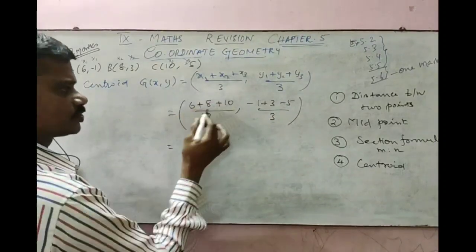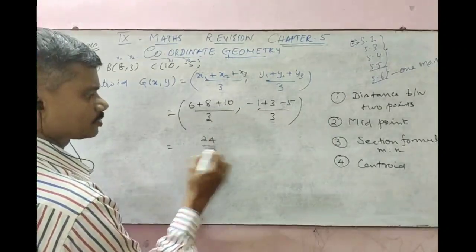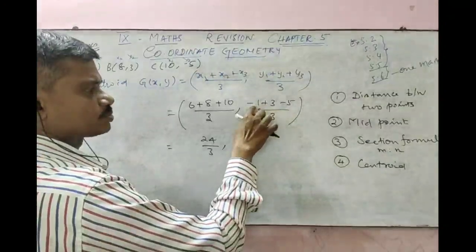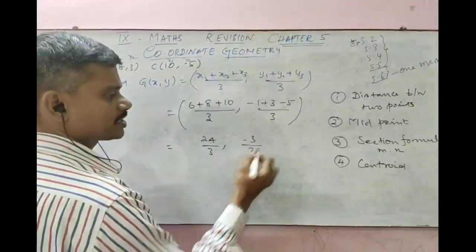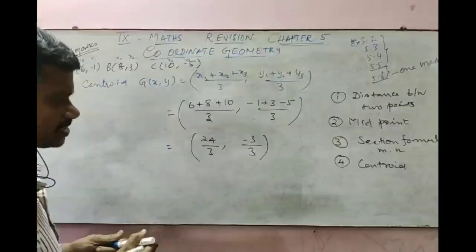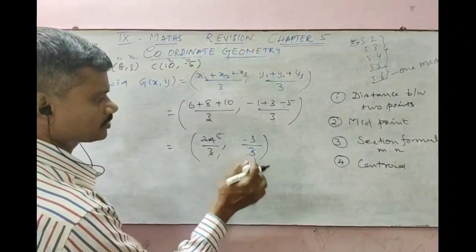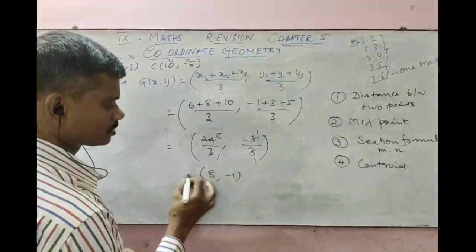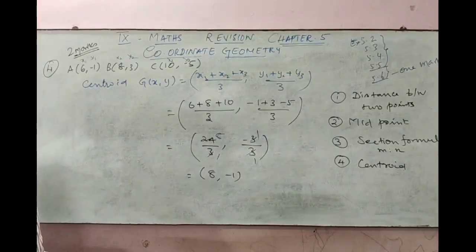Now simplify the numerator. 6 plus 8 is 14. 14 plus 10 gives 24 divided by 3. Minus 5 minus 1 gives minus 6. Minus 6 plus 3 gives minus 3. Subtract and put the greater number sign. If you cancel this 3 with 24, you will get 8. Minus 3 divided by 3, you will get minus 1. So the answer is 8, minus 1. So this is the centroid for the given vertices ABC.